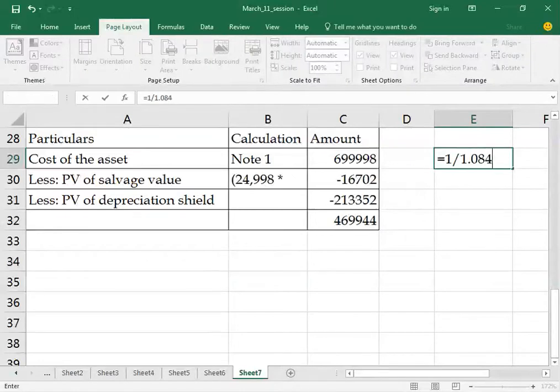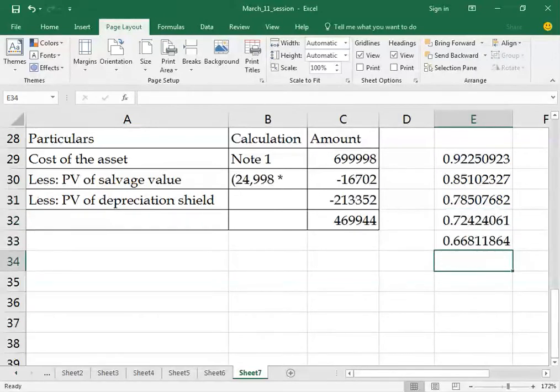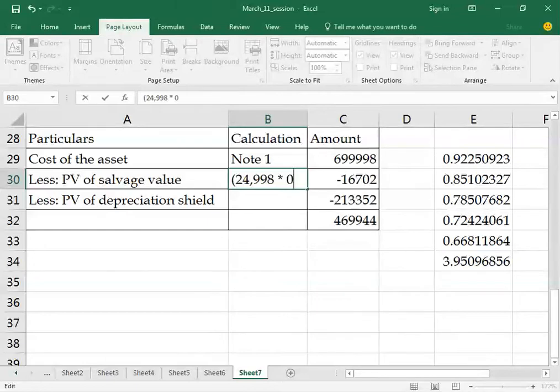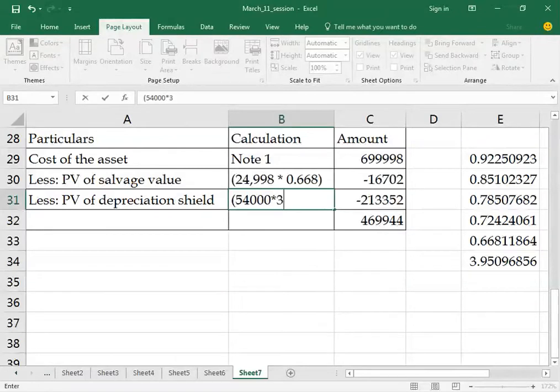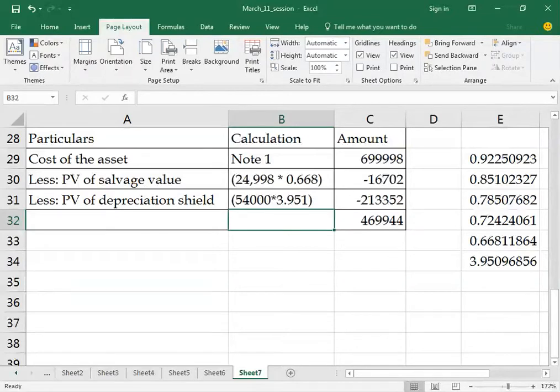One divided by 1.084. So for salvage value purpose, the 5th year factor is 0.668, and depreciation shield is... We need not calculate how much is the interest payment, how much is the principal payment, all of that is not required.